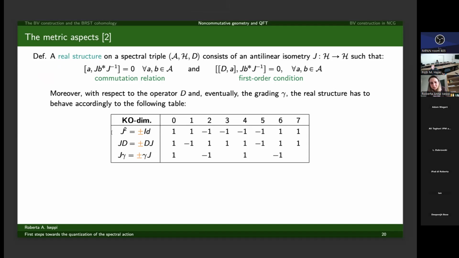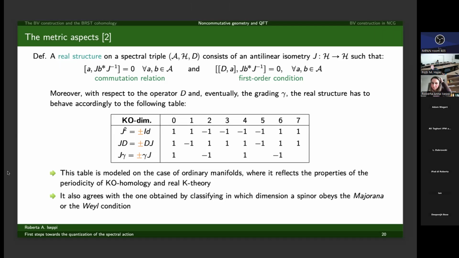And moreover, there is this table that describes the KO-dimension of a spectral triple, and it is somehow a table of signs, plus or minus, for whether J squares to either plus or minus the identity, J commutes or anti-commutes with D, and J commutes or anti-commutes with the grading gamma. These are the options. This table can be seen as modeled on the case of ordinary manifolds, and of course reflects what happens in real K-theory. But there is also another way of looking at that. It's more physically inspired and deals with spinors, Majorana spinors and Weyl spinors.